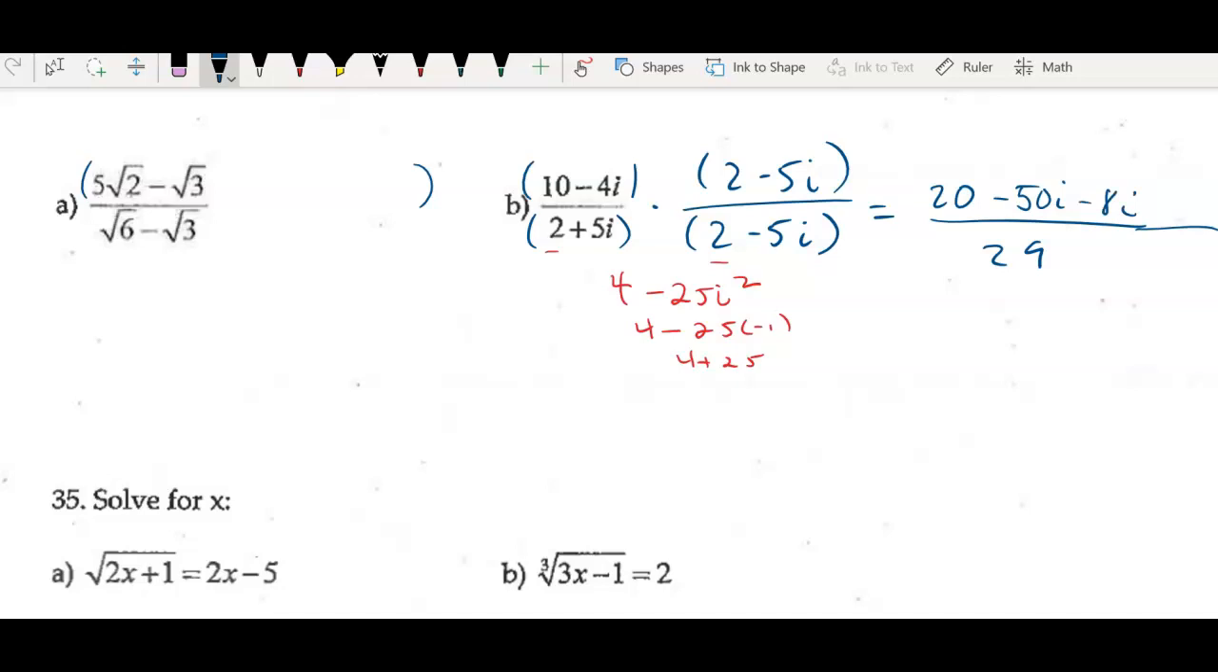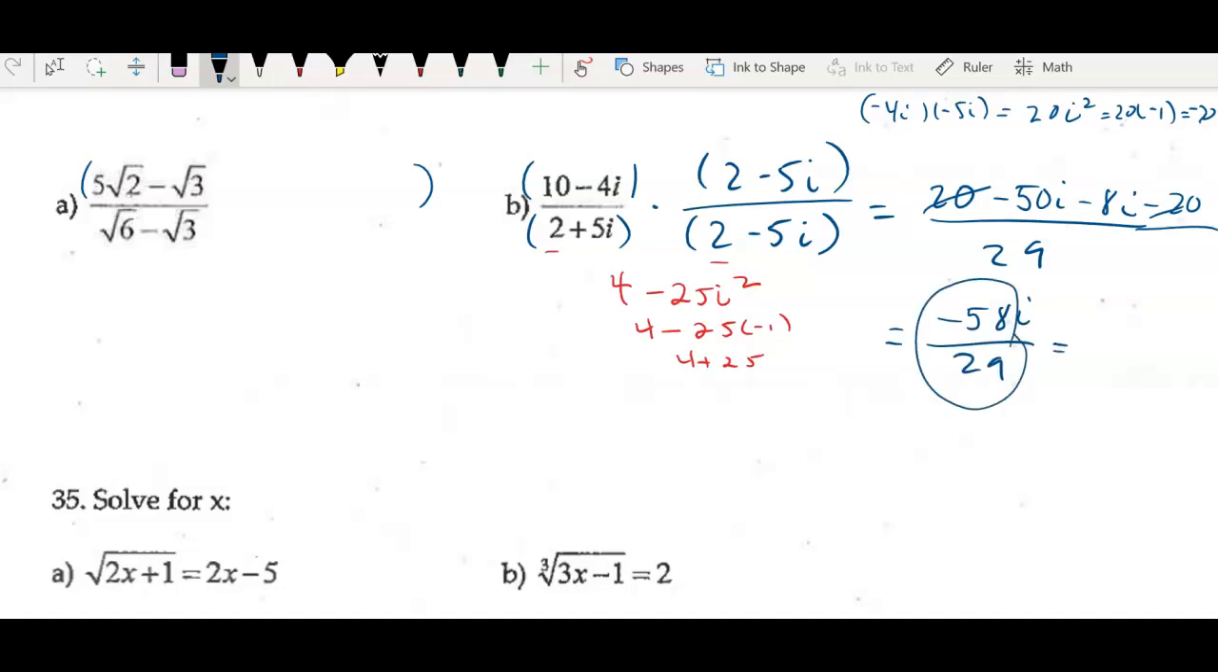Okay, let's do this one up here. Negative 4i times negative 5i equals 20i squared, which is 20 times negative 1, which is negative 20. Did you catch all that? I'm just going to write that as negative 20. Clean it up. Oh, the 20s cancel. Looks like I have negative 58i over 29, but these reduce to negative 2i.